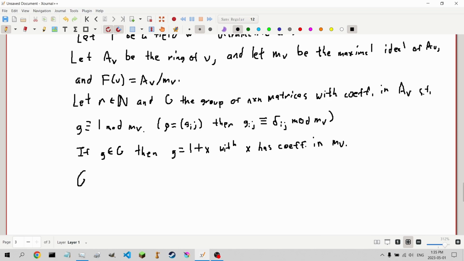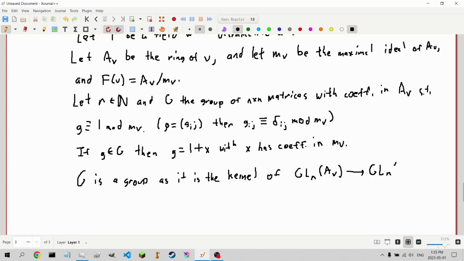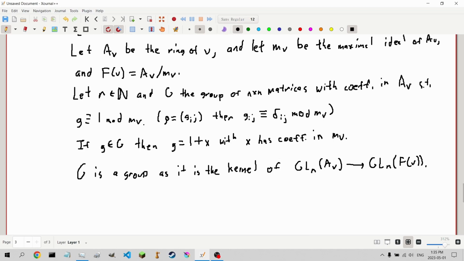And how do we know G is a group? G is a group as it is the kernel of a homomorphism from the general linear group of n by n matrices over AV to the general linear group, of course, dimension n, of this new F of V, where this map is of course just going to be the quotient map over each of our coefficients.